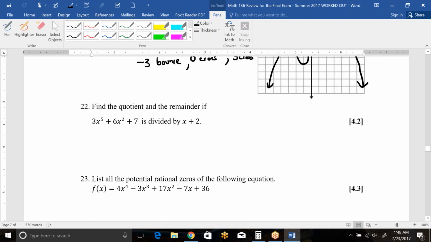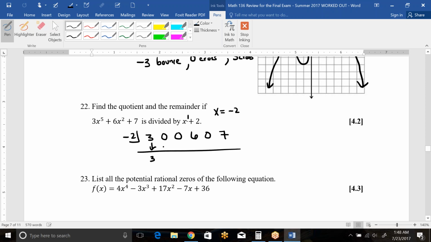For 22, since they say find the quotient and the remainder, if we have 3x to the fifth plus 6x squared plus 7 divided by x plus 2, since we're dividing by an x plus 2, instead of doing long division, we could do this by synthetic division by solving that for x. Make sure you put place values for everything. So 3 is an x to the fifth. We don't have an x to the fourth. We don't have an x to the third. 6 is x squared. We don't have an x to the first. And then we have 7.